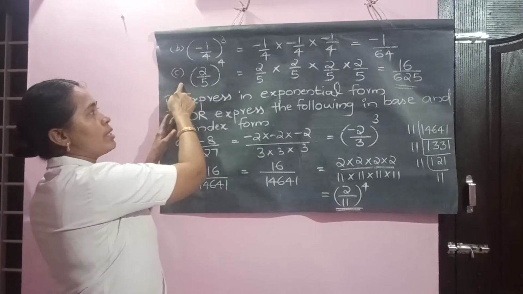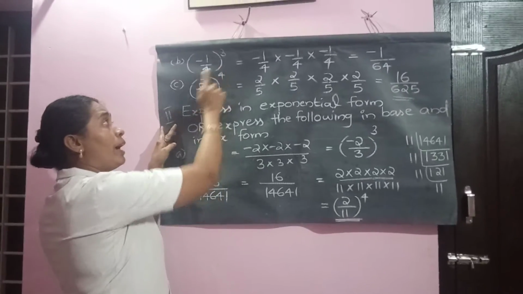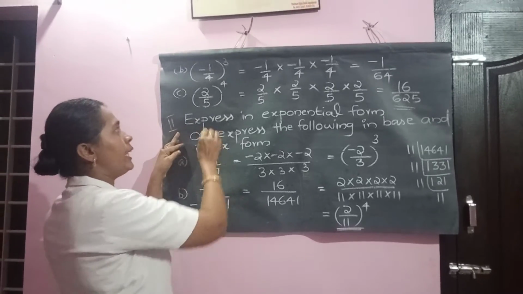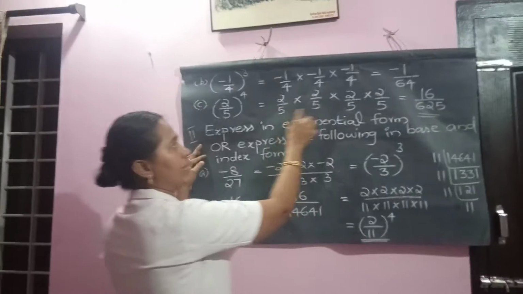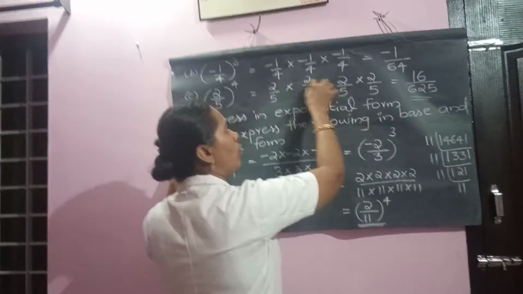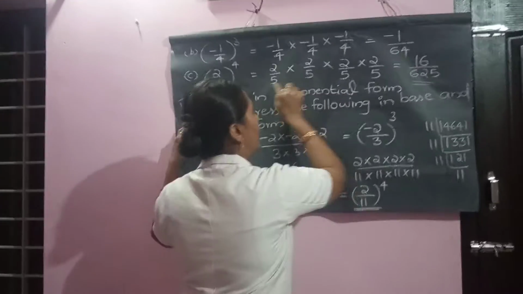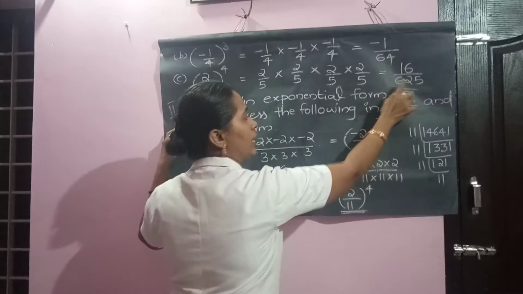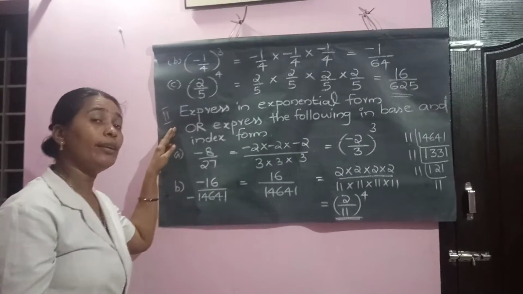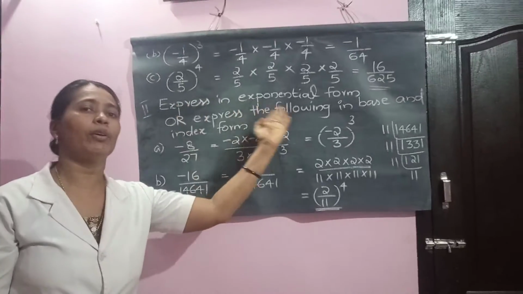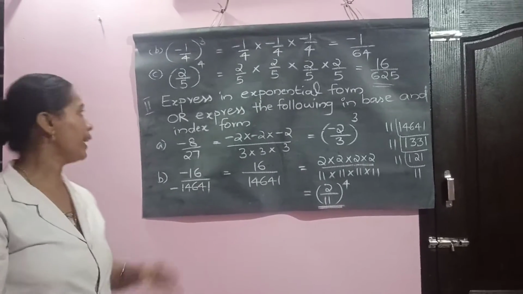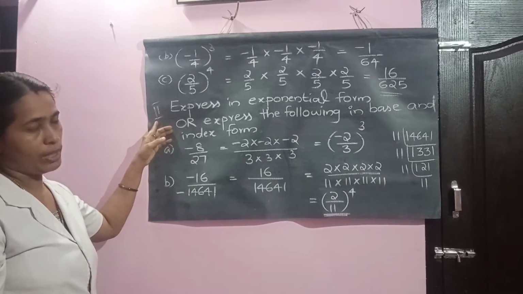Then see the third question. 2 by 5 power 4. Its meaning is multiply 2 by 5, 4 times. Like this, multiply. Then multiply all the numerators, 16. Multiply all the denominators, 625. Is it okay? Multiply all the numerators, multiply all the denominators.